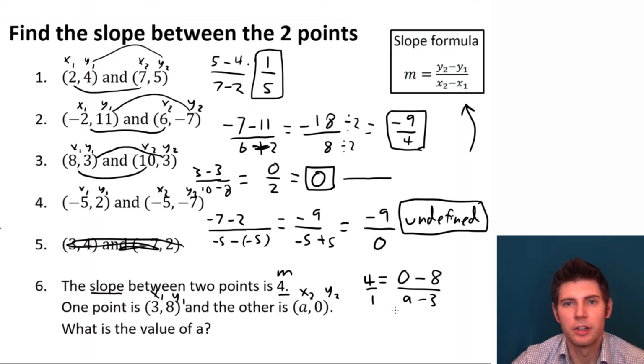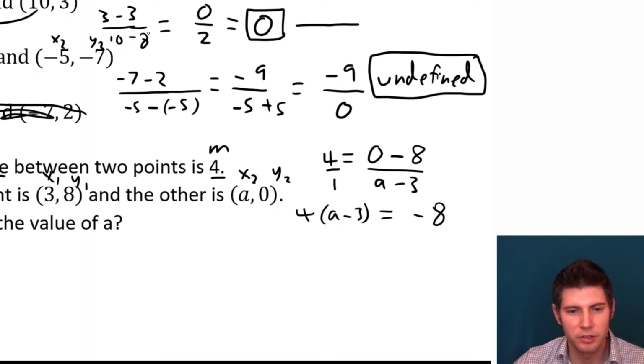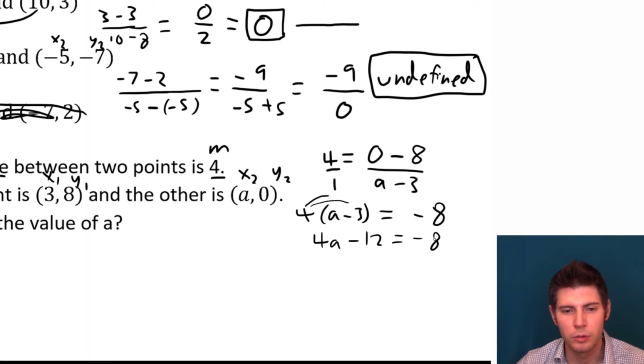So our first step here is to cross multiply. 4 times a minus 3 equals, and 0 minus 8 is negative 8 times 1. So next step, I'll distribute the 4 to the a and the negative 3. We get 4a minus 12 equals negative 8. So our whole goal is to get a by itself. What is the value of a?